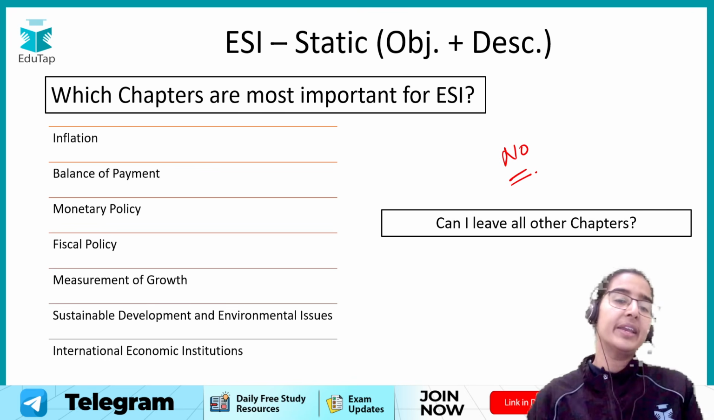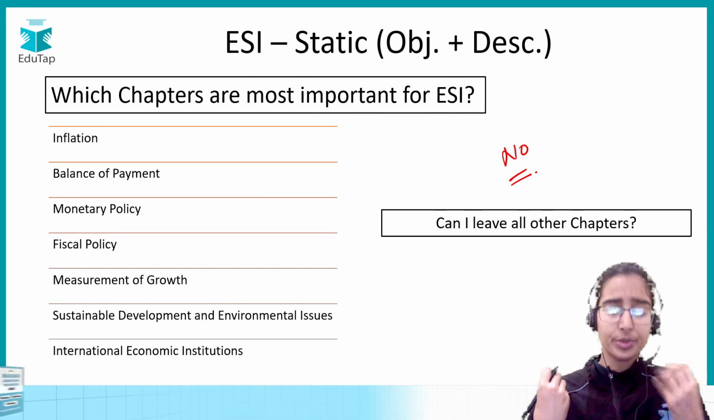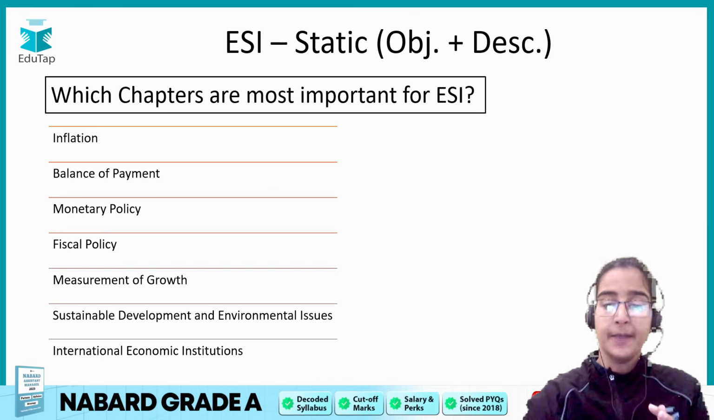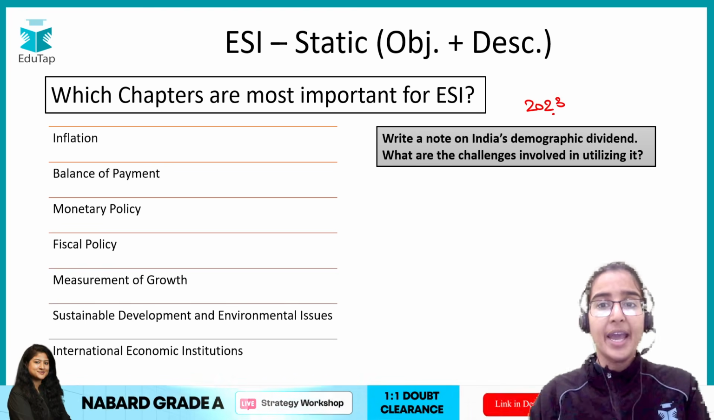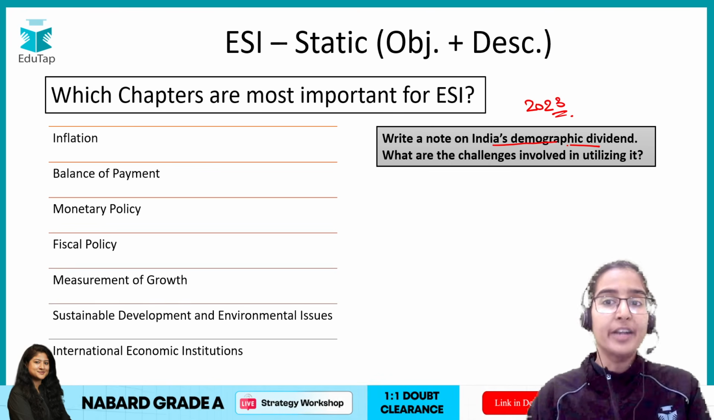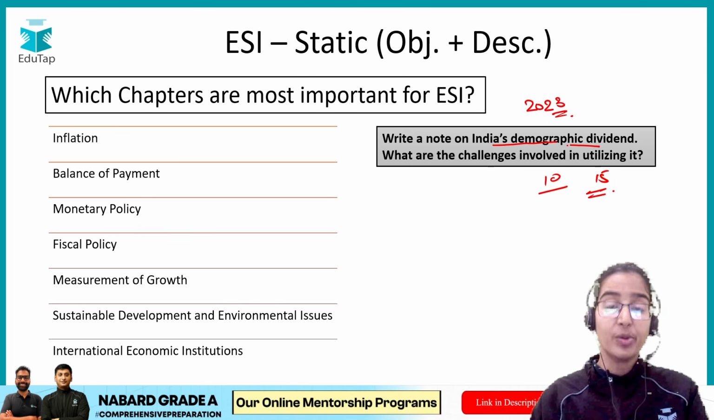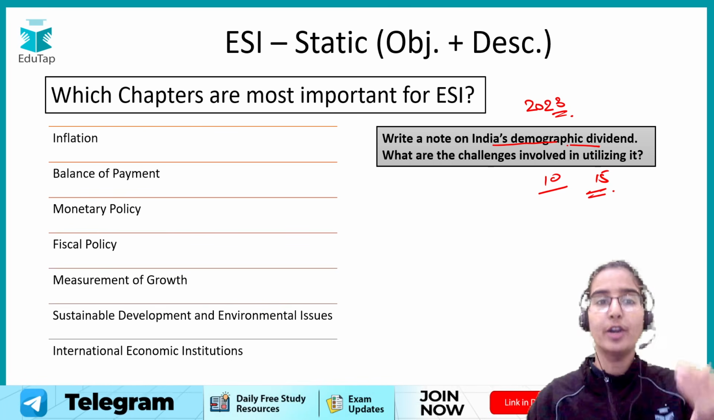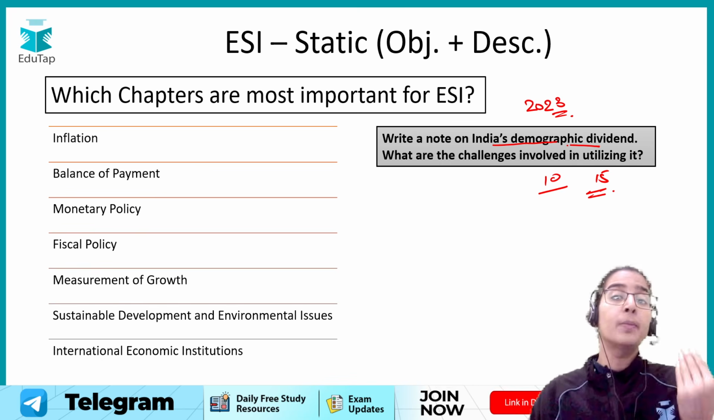Students, if you have started your preparation right now, you have the liberty of time, and if you have that resource with you, it is better to prepare for all the chapters. Because for example, have a look at this particular question. This was asked in 2023, and it says: write a note on India's demographic dividend. Such questions of 10 marks or 15 marks can be asked in the descriptive paper, and by no chance will you be able to answer this question if you have not read all the other static chapters of the ESI and prepared for them.